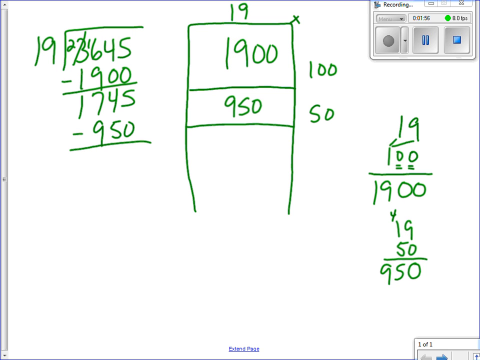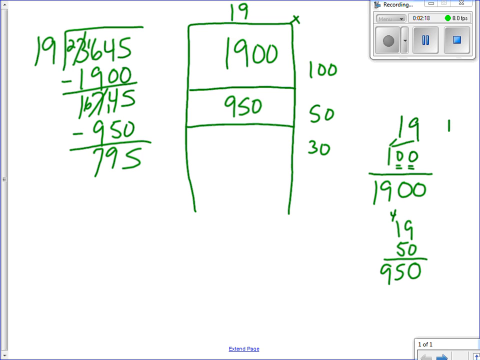1,745. 5 minus 0 is 5. I cross the 7 off, make it a 6. 14 minus 5 is 9. 16 minus 9 is 7. I have 795. Well, I know I can't use 50 again because 50 is 950, and that's too much. But I know it could be close to 50, so I'm going to try 30.